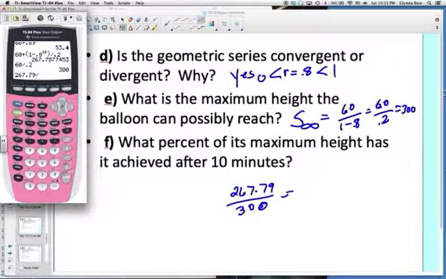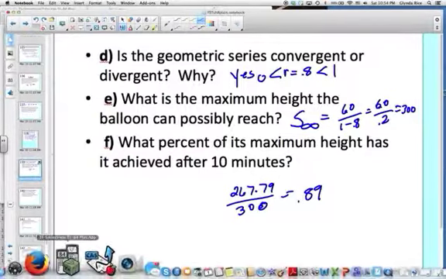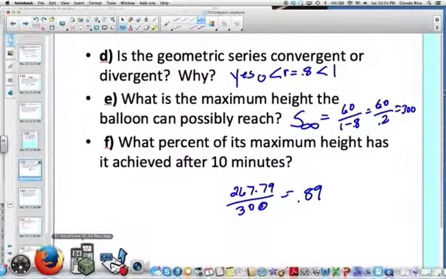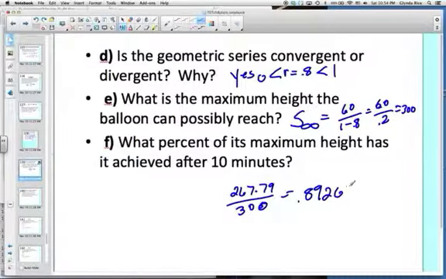$267.79 divided by 300. So in the first 10 minutes it had gone almost 90% of its height. Then it just kept going higher, but much, much slower. 263 repeating. So 89%, almost 90%.